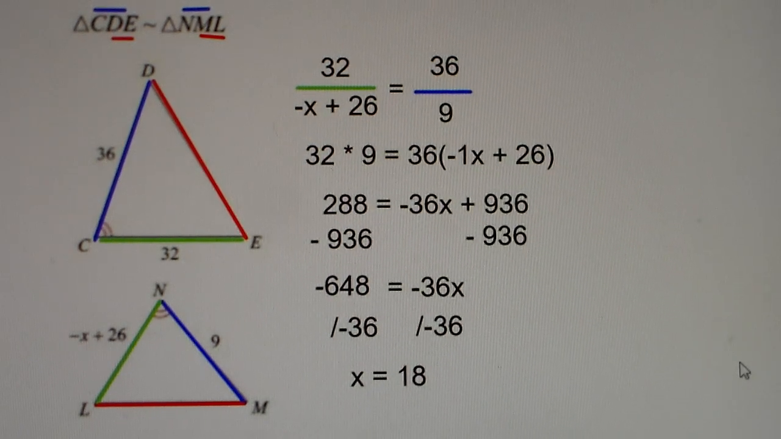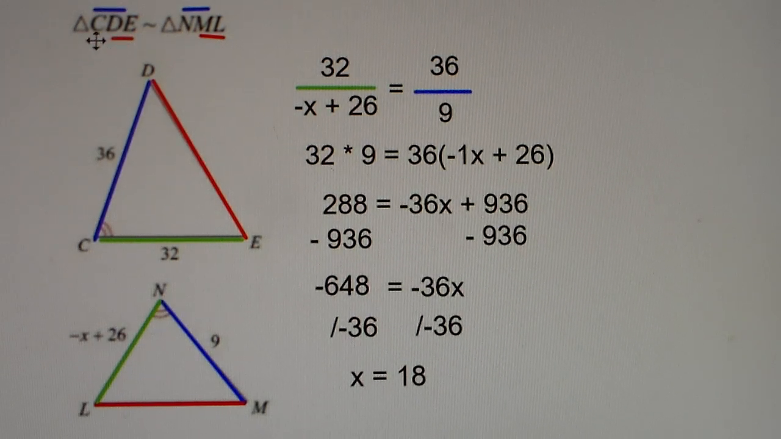So make sure you're just colorful. Use the colors. You could copy the triangles onto a separate sheet of paper, take some colored pencils or highlighters and help highlight it. Because these names, when we name it, help identify what triangle goes with what triangle, and what side goes with what side.